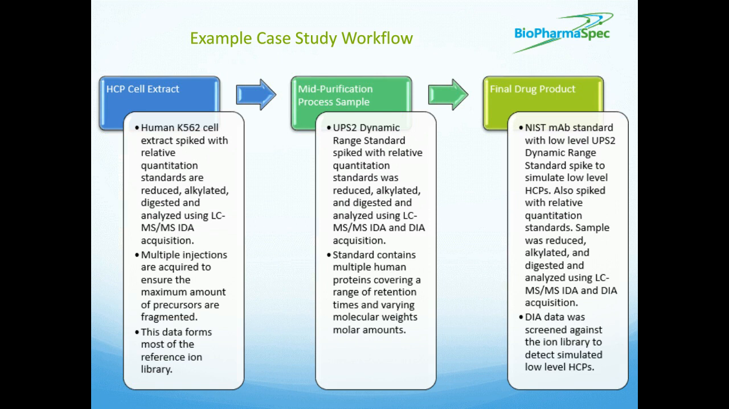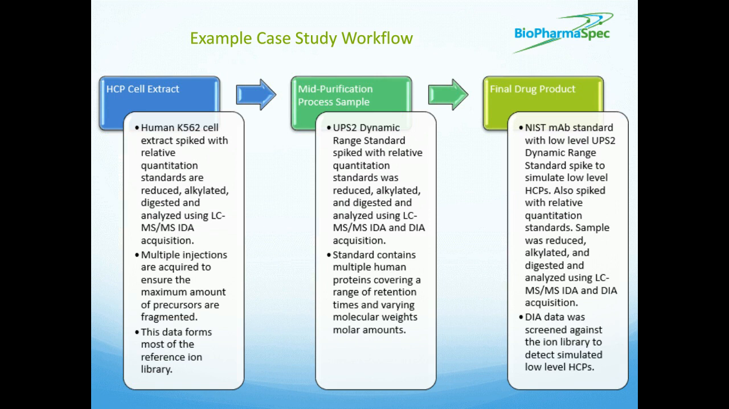The next sample that we looked at was a dynamic range standard that has multiple proteins at various levels. So we used this as a mid-purification process sample. The point is that this shows all of the peptides that we would expect to see in our host cell as host cell proteins in high levels, but without the final drug product. And we analyzed this using our data-independent method, in addition to our data-dependent method.